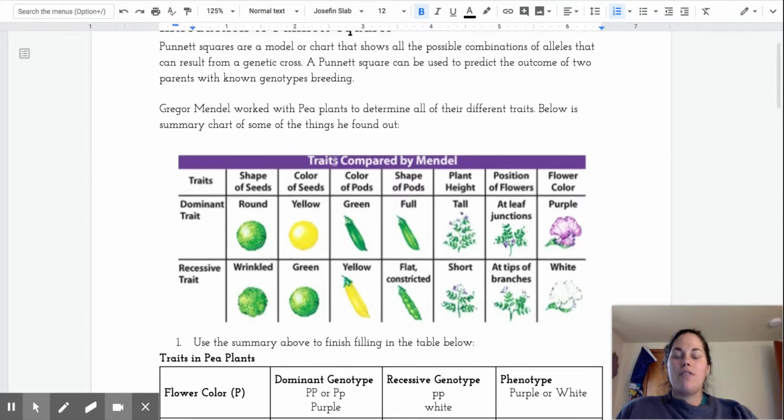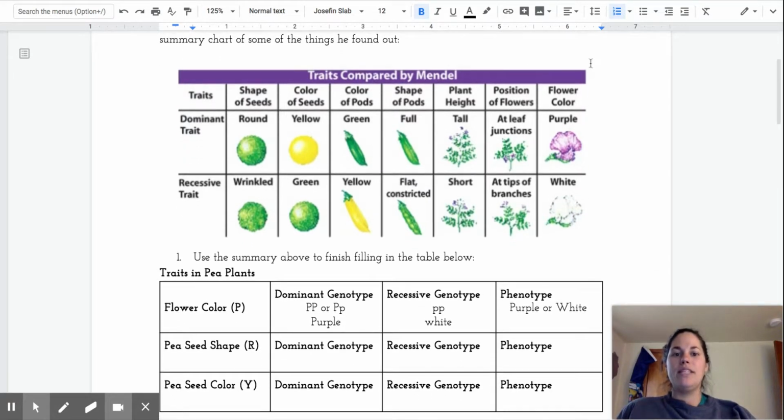As Gregor Mendel worked with peas, he determined lots of different traits that could be passed on from parents to offspring. So we see this table here that shows those traits such as seed shape, the color of seeds, the color of the pea pod, the shape of the pea pod, the height of the plant, the position of the flowers on the plant, and the flower color.